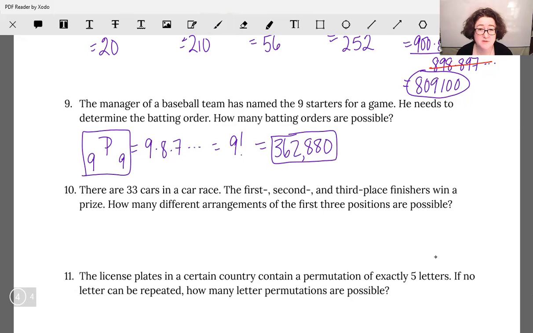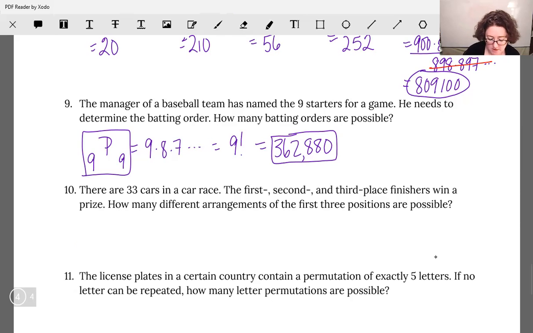Again, permutations are definitely going to have the higher valued answers. Combinations, not so much, because the order is not important. Okay, number 10, 33 cars in a car race, first, second, and third place. So is order important? Absolutely, we need a permutation.